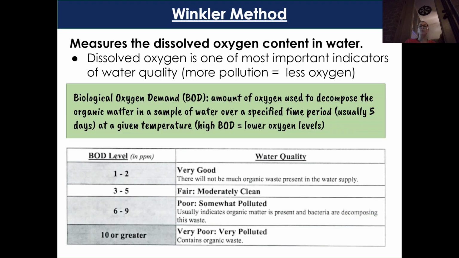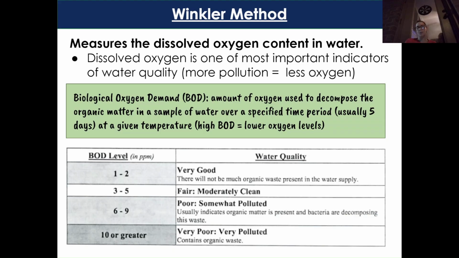So because of that, polluted water has much less oxygen content than less polluted water. And this is called biological oxygen demand, which is the amount of oxygen used to decompose the organic matter in a sample of water over a specified time period. So basically what they do is they measure the amount of oxygen in a water sample, and then 5 days later measure it again in order to figure out what the oxygen demand of that water is.